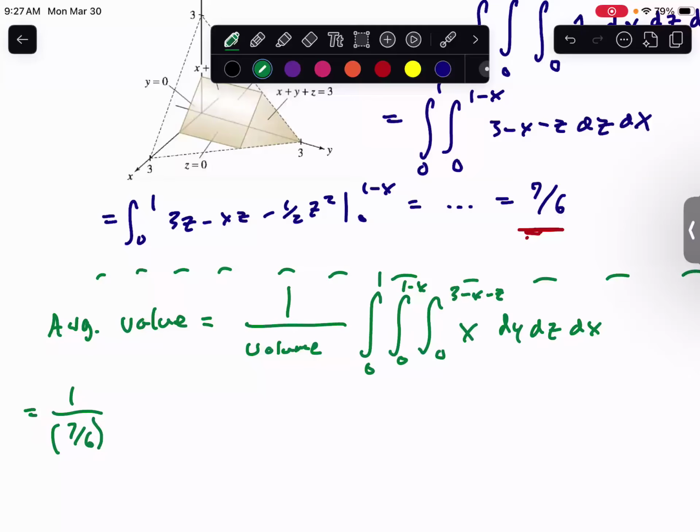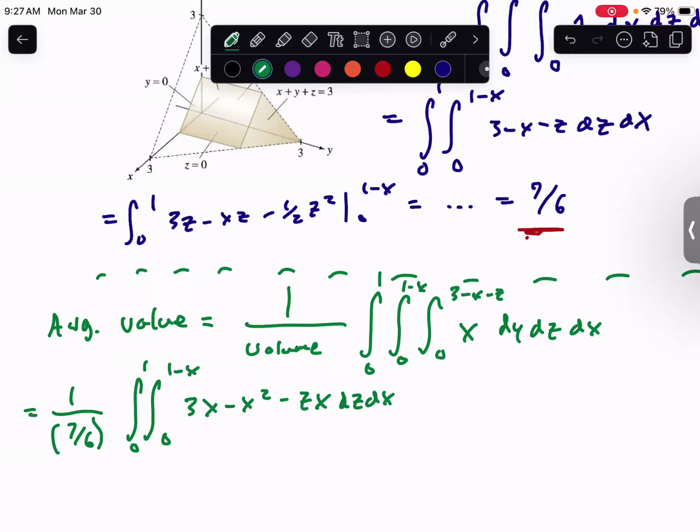And then, maybe I won't go into that much detail with the actual computation of the integral. So you do 0 to 1 minus x, 0 to 1. If you integrate with respect to y, you get x times y, and then you plug in 3 minus x minus z. So it's going to end up being 3x minus x squared minus xz. And then you have dz dx.